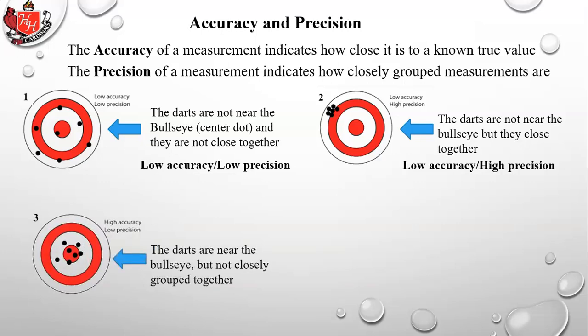Next, we have high accuracy, low precision. So the darts are pretty close to the bullseye, but not closely grouped together. So you're getting close to the bullseye, but they're all around the bullseye as well. So that would be low accuracy. So high precision, low accuracy.